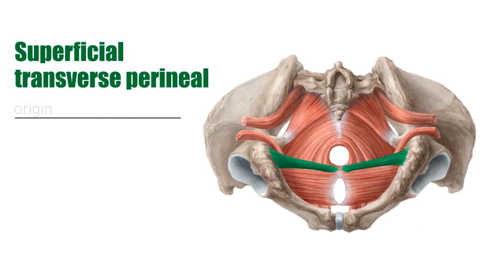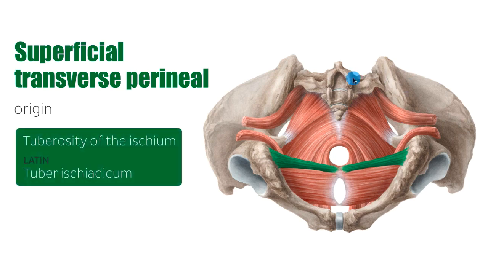As for the origin point, this muscle is going to be arising by tendinous fibers from the inner and forepart of the tuberosity of the ischium, which you can clearly see here on this image. This is the tuberosity of the ischium on both sides. And see how the muscle is originating from these structures.